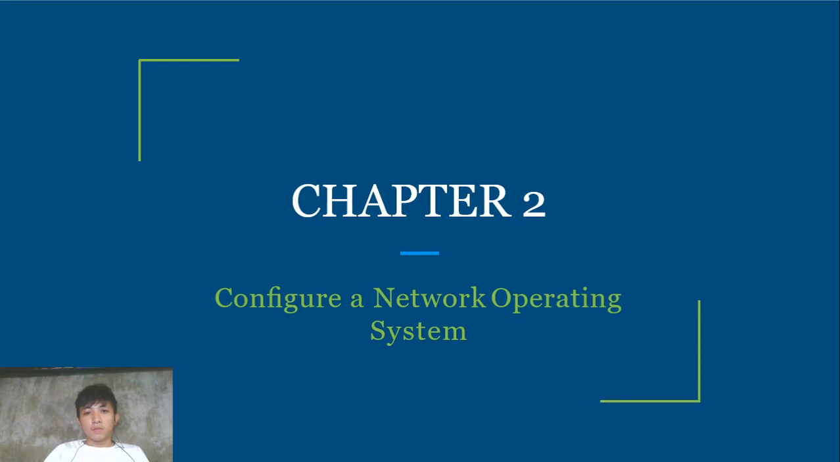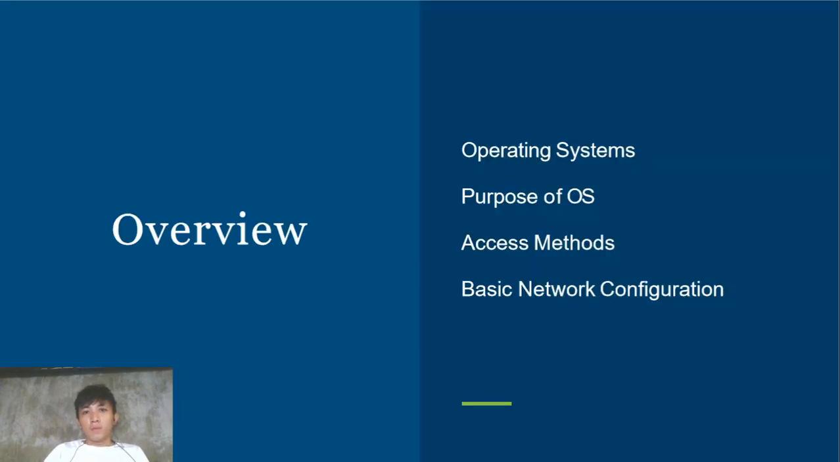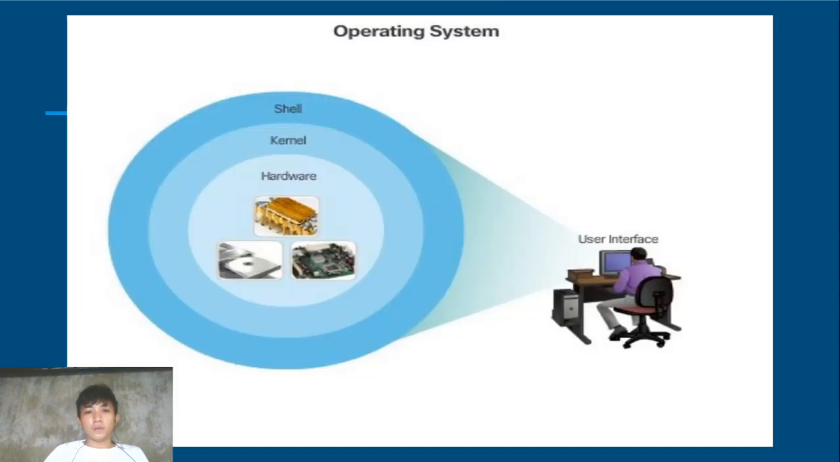So let's go. The overview of this chapter is the operating system, the purpose of OS or operating system, the access methods, and basic network configuration. That's all the overview of chapter 2, configuring a network device.